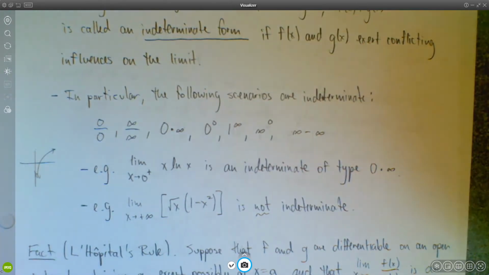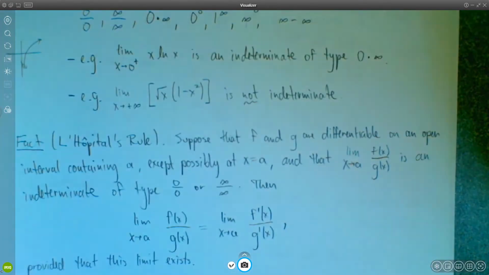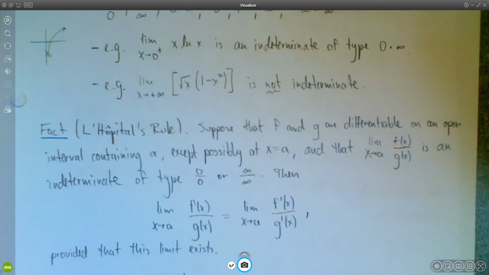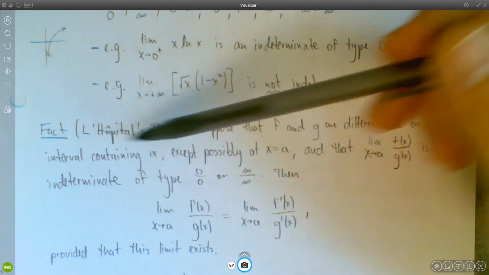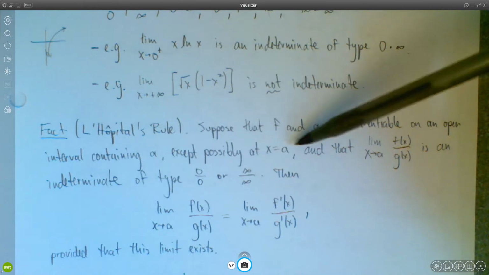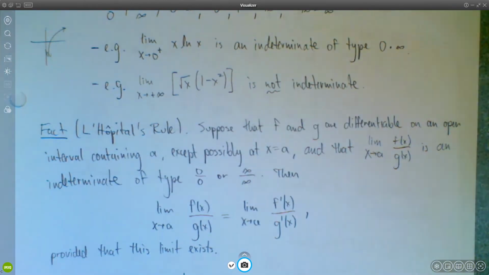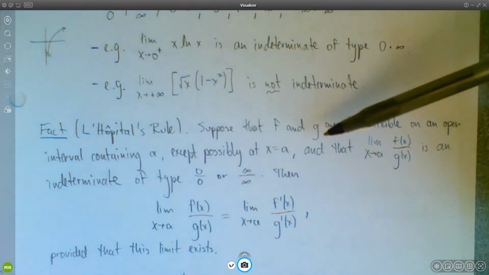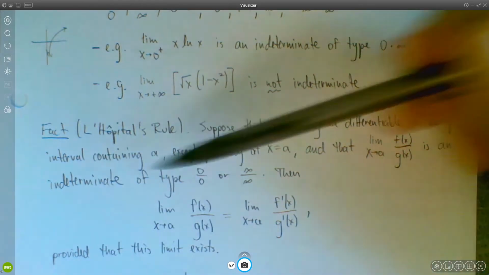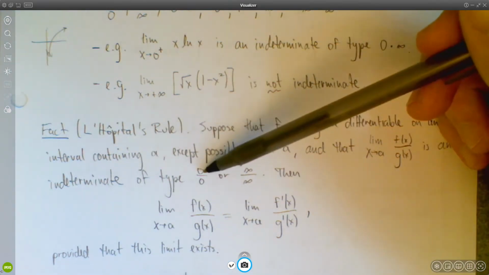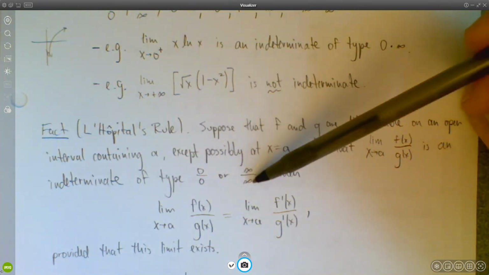Okay. So with that in mind, now let's talk about L'Hopital's rule. L'Hopital's rule tells us that if f and g are differentiable on an open interval containing a, except possibly at a itself, right, so they're differentiable, and also suppose that the limit as x approaches a of f of x over g of x is an indeterminate of type 0 over 0 or infinity over infinity.